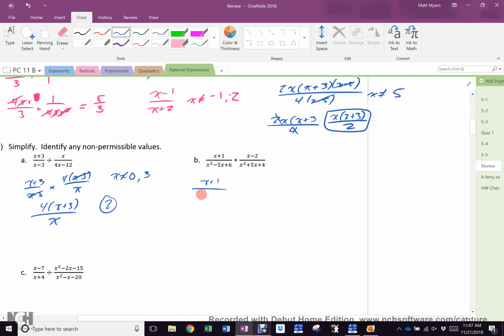X plus 1 over x minus 2, x minus 3 times x minus 2 over x plus 4, x plus 1. X cannot equal -1, -4, 2, and 3. Cancel, cancel, cancel, cancel. 1 over x minus 3, x plus 4. 2 marks.